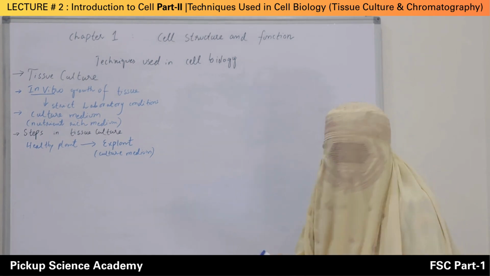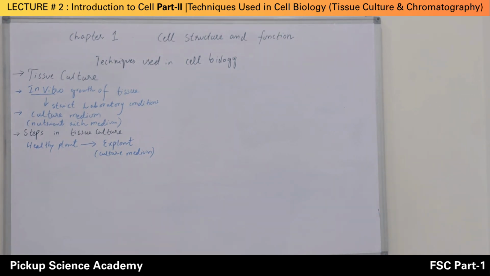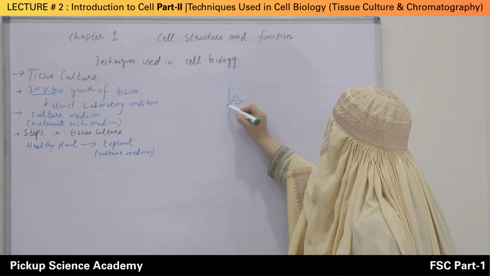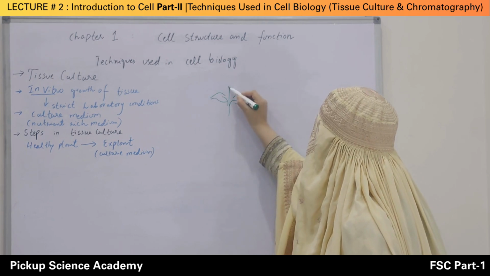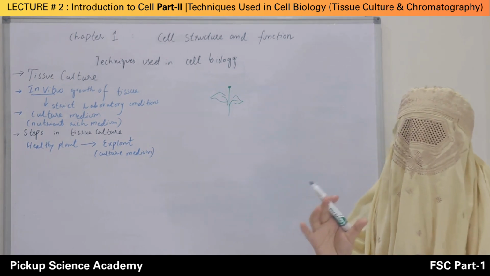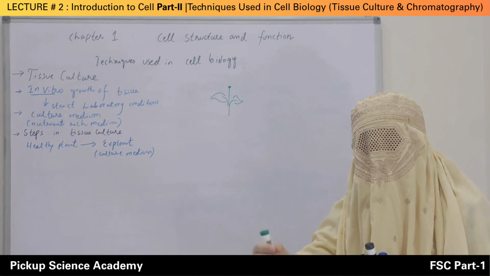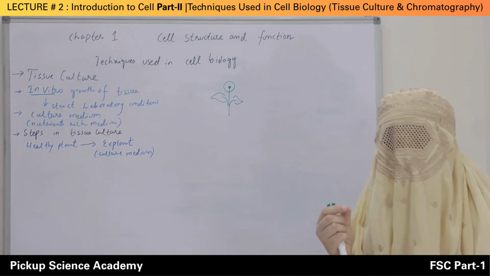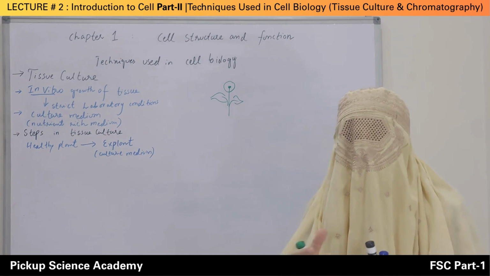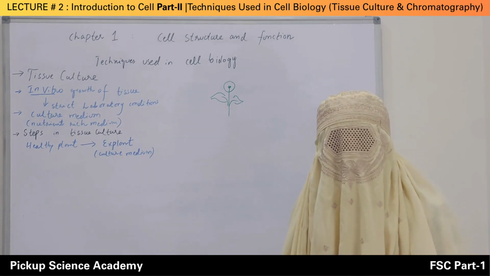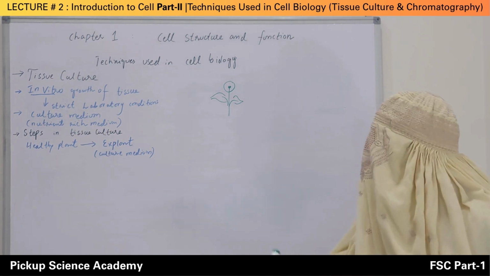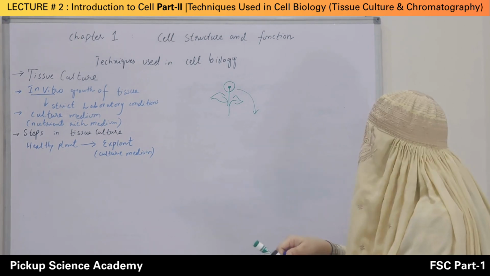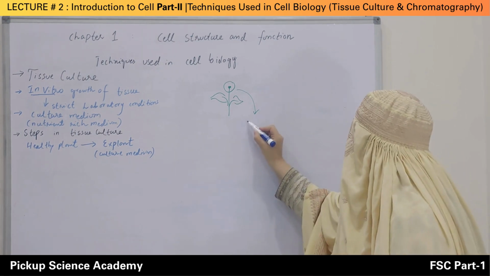Let me show it through a diagram. For example, suppose this is a plant. We will take a tissue. Suppose we cut the bud, because it contains stem cells. The bud area is the area from where a new flower or new leaf arises. So we cut that bud area and we place this in a culture medium.